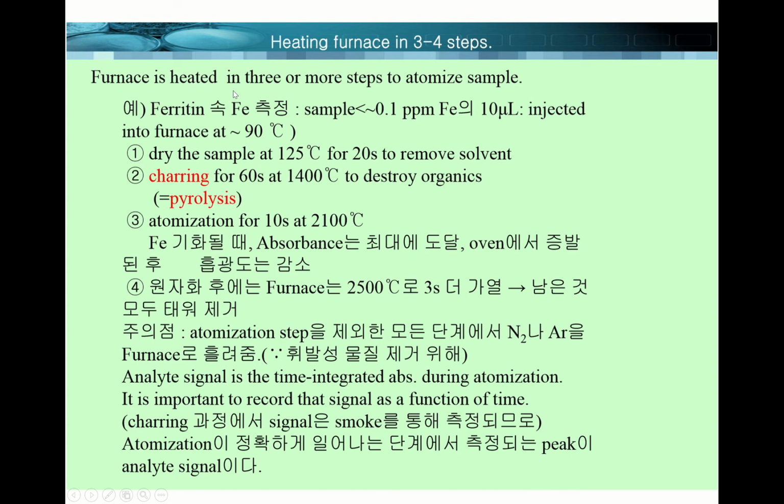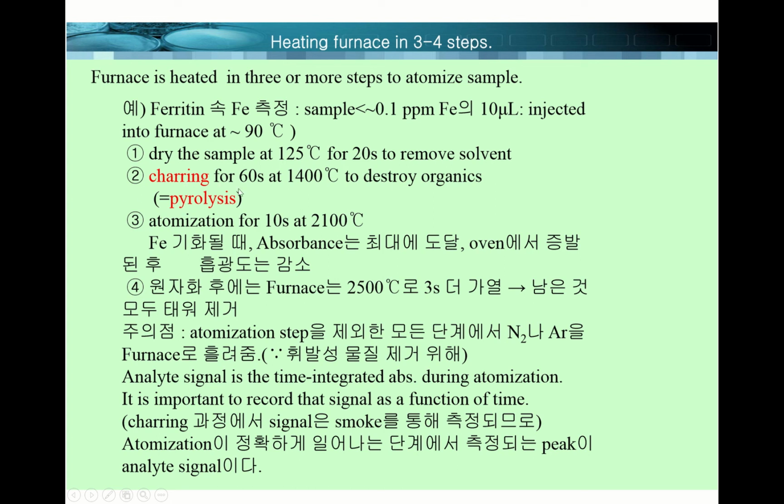The furnace is heated in 3 or more steps to atomize the sample. Important is atomization. For example, with ferritin, you want to measure the iron content. The concentration is about 0.1 ppm, quite a low concentration. You inject 10 microliters of the sample into the furnace at 90 degrees C. First you need to dry your sample at an elevated temperature for 20 seconds to remove solvent.